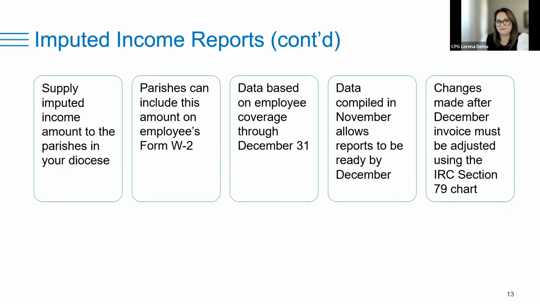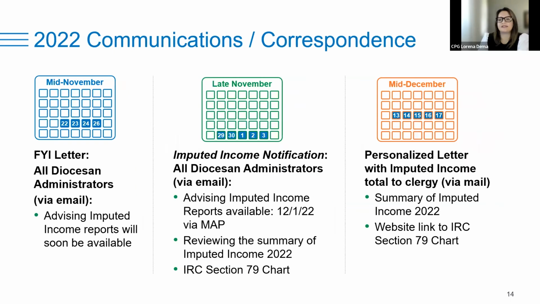All right. So moving on to the next slide, I put together some information about the communications and the correspondence. There are going to be a few. Starting next week, we're going to send what we call a heads up email. We're basically letting all of you know that the imputed income reports will be available soon. It's a very short email, just an FYI and heads up that this is coming your way.